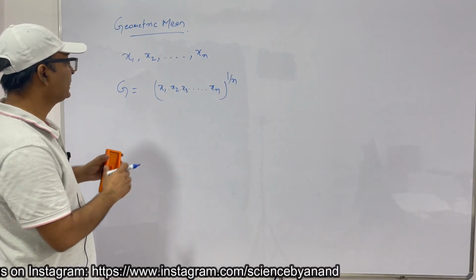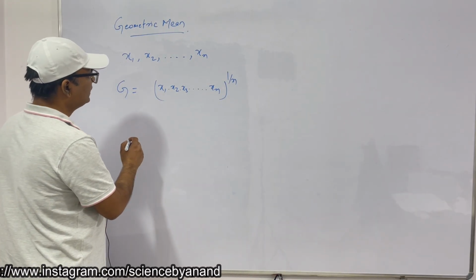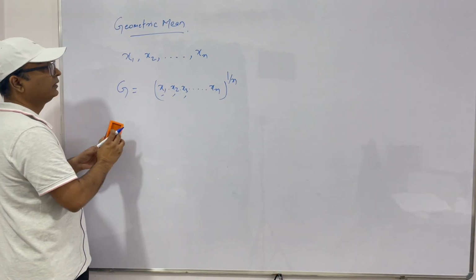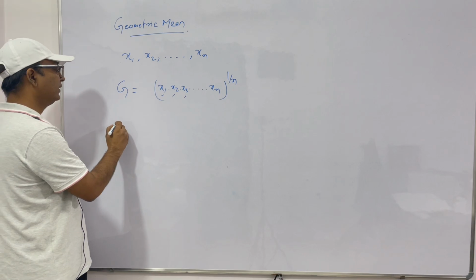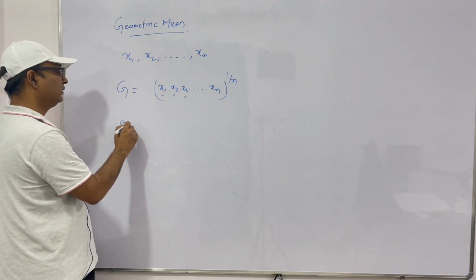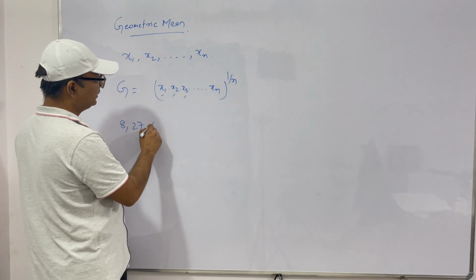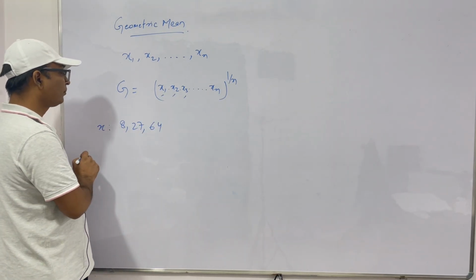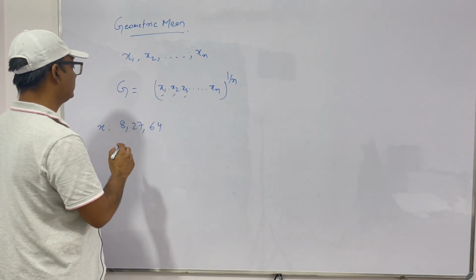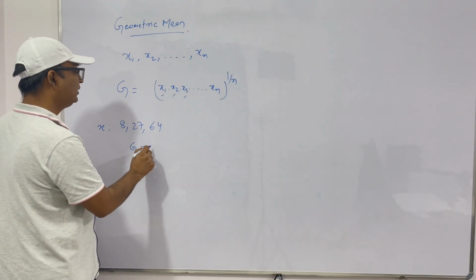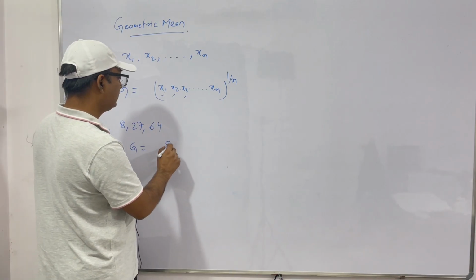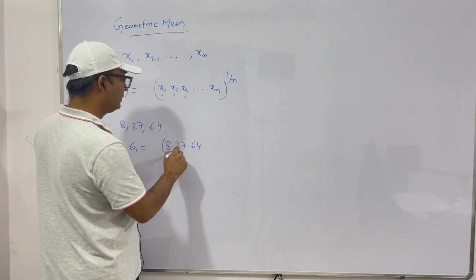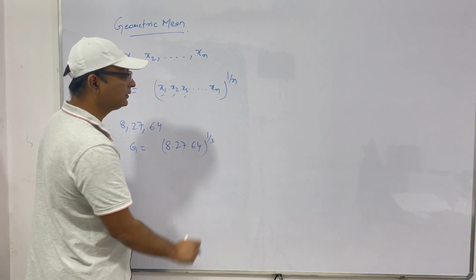For example, if we have, let's say, three values. Let's say 8, 27 and 64. These are three observations. These are x. And we have to find the geometric mean. How will we do that? Geometric mean will be equal to 8 into 27 into 64 to the power 1 by 3. That is the cubic root of this.